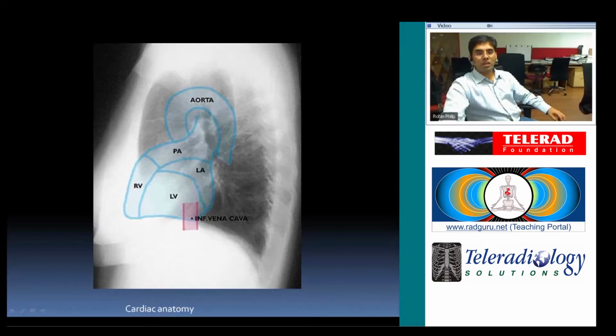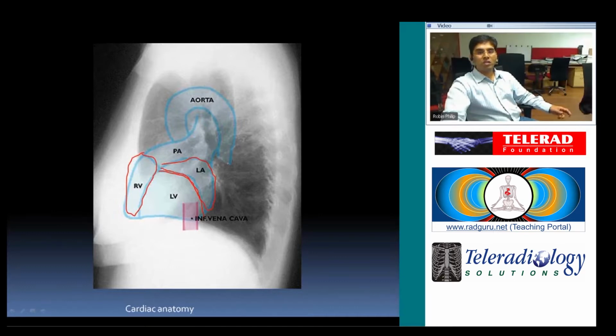You can see the right ventricle is anterior, hence you do not see it unless it is enlarged. The same with the left ventricle, obviously it will show because the left heart border is formed by the left ventricle. And then the left atrium is again concealed. You will not see this on the PA or AP radiograph because it is located posteriorly, unless it is enlarged.